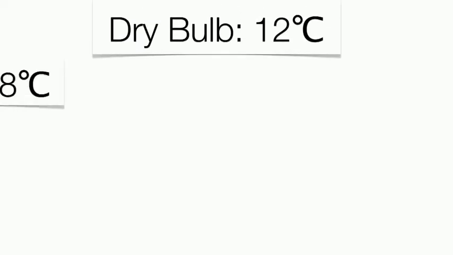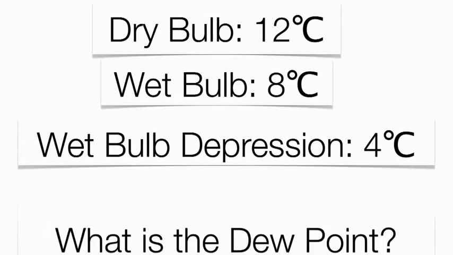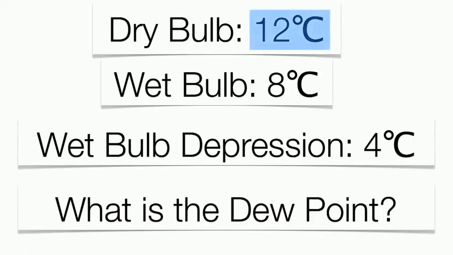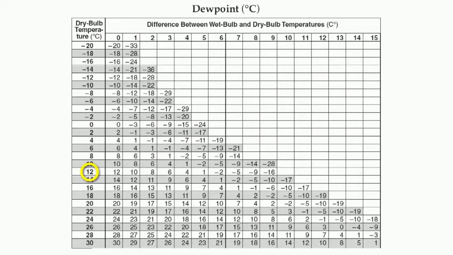So let's show you a quick example. You have a dry bulb of 12, wet bulb of 8. You take those two temperatures and you subtract them, you get a difference of 4. You're now going to use the dry bulb and the difference to get your dew point. So let me show you. You find your dry bulb of 12, you find your difference of 4. You bring the dry bulb across, you bring the difference down, where they both intersect, that's going to be your dew point. Now you see here that you have a dry bulb of 12 and a dew point of 4. That's about an 8-degree difference there.